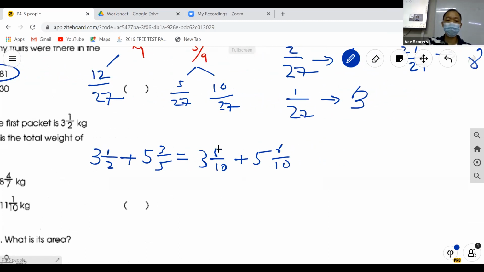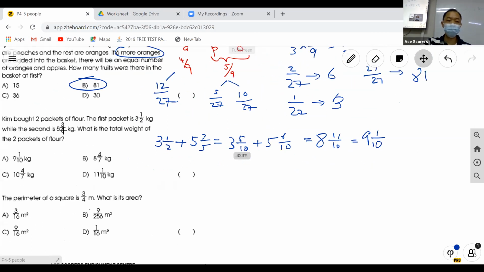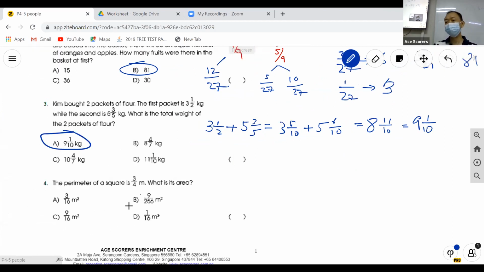Okay, so we add the whole number. 3 plus 5 equals to 8. And 5 plus 6 is 11 over 10. Now this is not a proper fraction. So change to 9 whole 1 over 10. Then the answer is A. Question 3 is A. Anyone has problem doing this? Please let me know. Then we can go through.